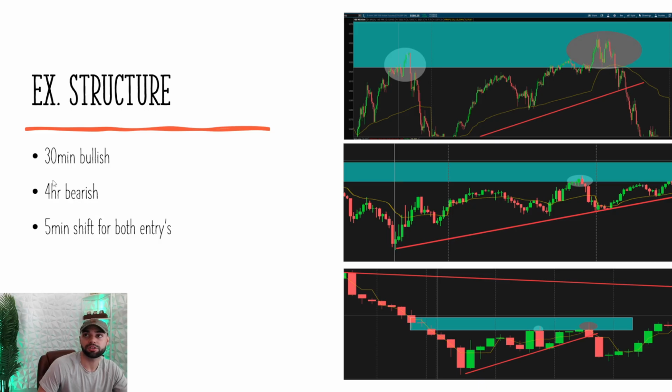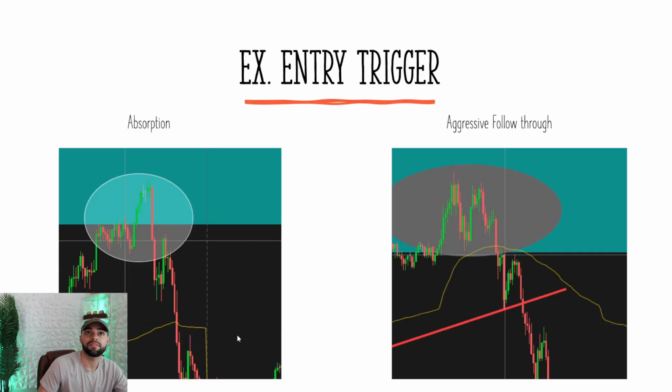4-hour is bearish. So 30-minute right here, bullish structure, 4-hour is bearish, and the 5-minute has some structure shifts for both of these entries that we're talking about. And the entry trigger, for this entry trigger right here, it was absorption off the top on this consolidation.